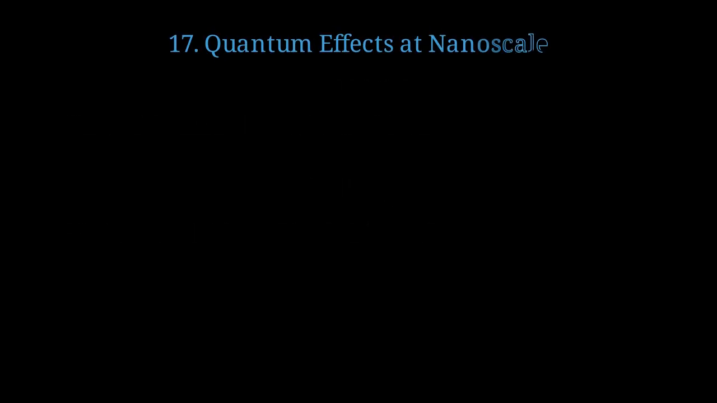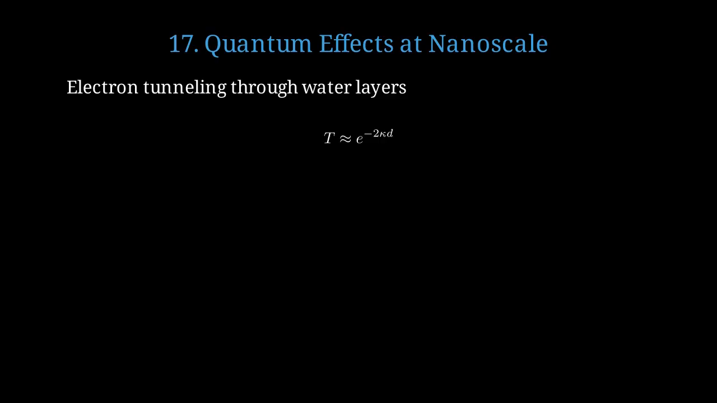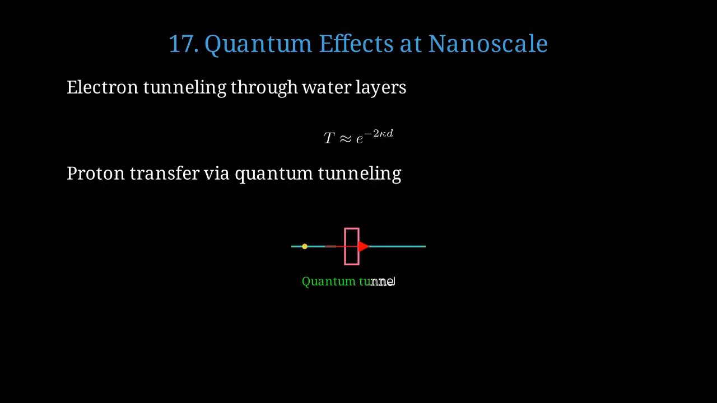At the smallest scales, quantum mechanical effects become important. When droplets are extremely close, electrons can quantum tunnel through thin water layers. The tunneling probability decreases exponentially with barrier thickness d. Protons can also tunnel between molecules, facilitating rapid charge transfer in these systems. This diagram shows a particle tunneling through a potential barrier, a quantum effect crucial in these nanoscale phenomena.